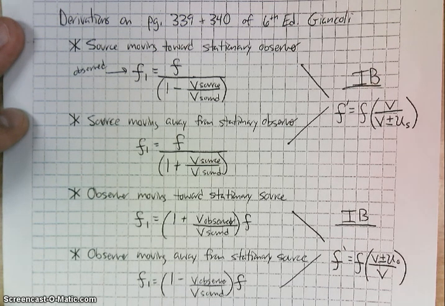Okay, so make yourself familiar with these particular equations. IB, these are actually in your packet. AP, these are not. Okay.